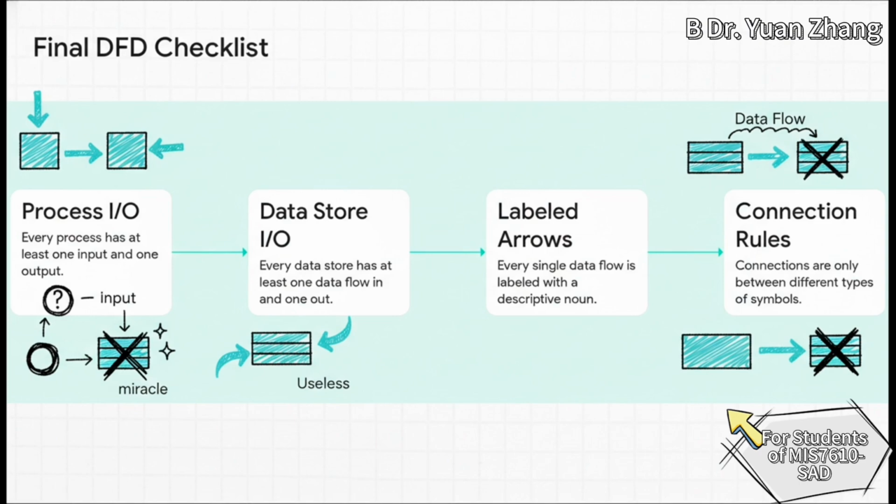Next, look at your data stores. Does each one have at least one arrow going in and one coming out? Otherwise, why is it there? Third, check your labels. Did you label every single arrow with a descriptive noun? And finally, review the connection rules. Remember, you can only connect different types of symbols. No entity-to-store connections, no store-to-store connections.